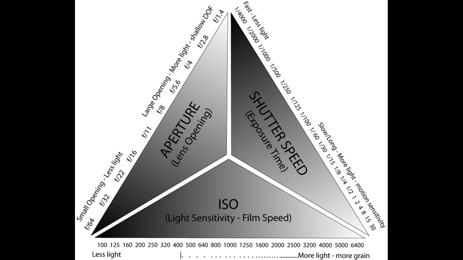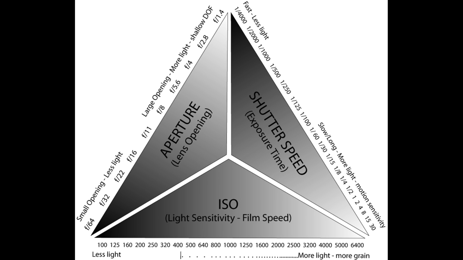Now, let's say you were shooting the races or something with movement or action. You would not want your shutter speed to be longer than 1/60th of a second, because any slower or longer would make you susceptible to movement.